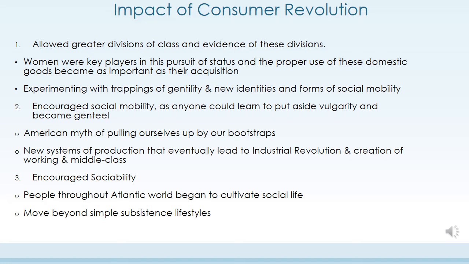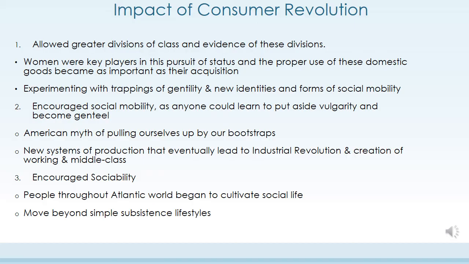So while class divisions and distinctions are increasing, on the other hand, the consumer revolution also could be said to encourage social mobility, because anyone could learn to put aside vulgarity and become genteel. They weren't aristocratic. They were simply wealthy. You didn't need land and a title to become genteel.